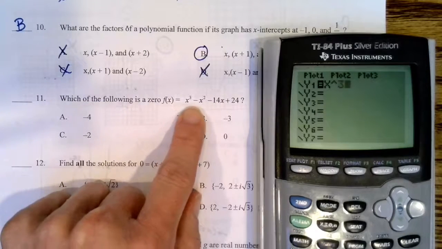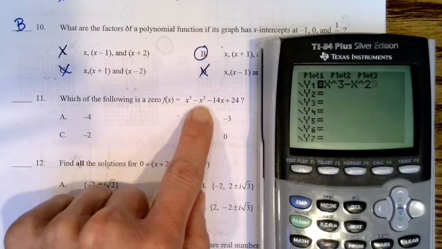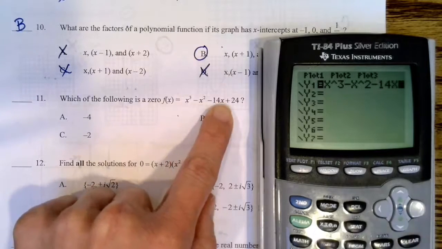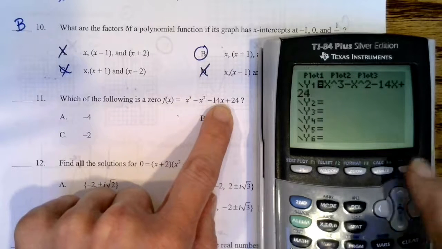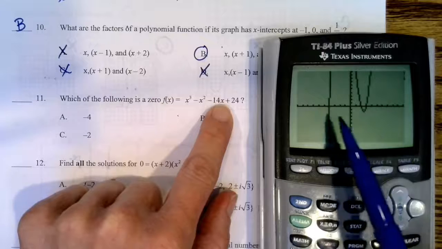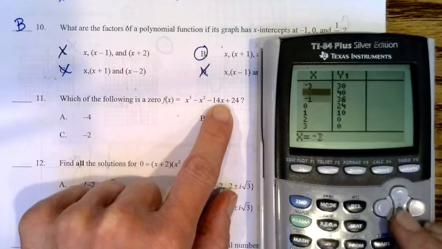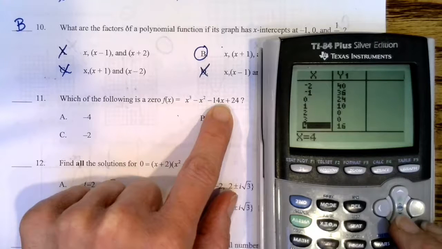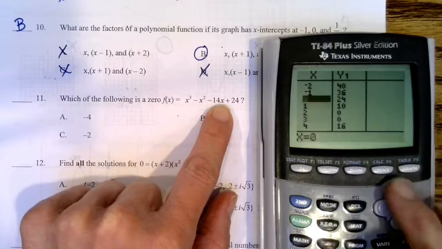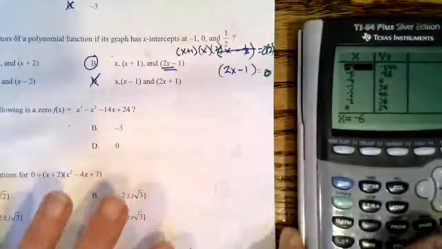x to the third power minus x to the second power minus 14x plus 24. We're going to go ahead and look at the graph, and I see some good possibilities here, so I'm going to go to the table of values and look at all these zeros I see. 2 and 3. Were there any back here? Oh, there's another one.